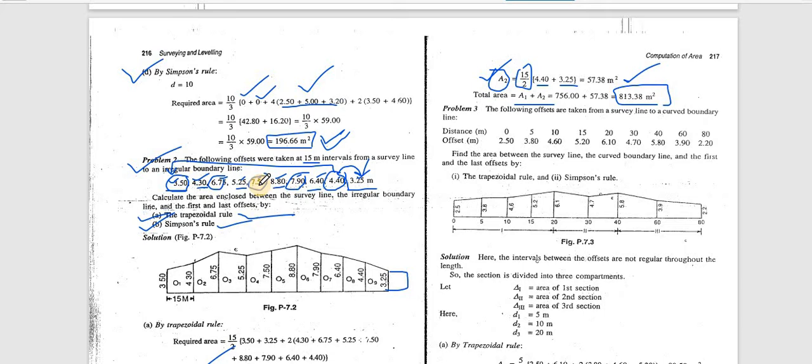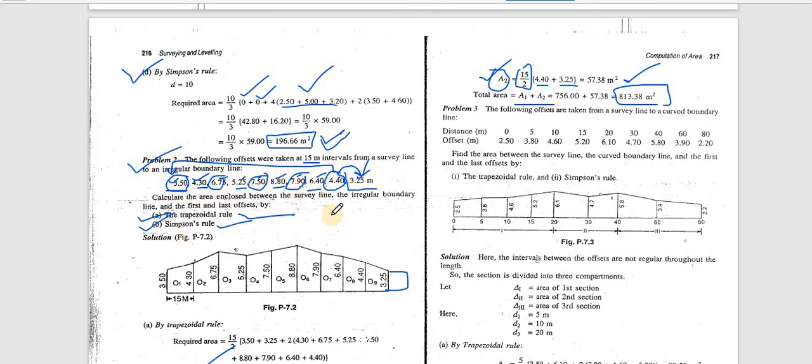trapezoidal rule. Whenever you apply Simpson rule, you need to remember that it is applied only in case of odd number of ordinates. So please check whether the number of ordinates given is odd. Otherwise you will have to apply your trapezoidal rule.